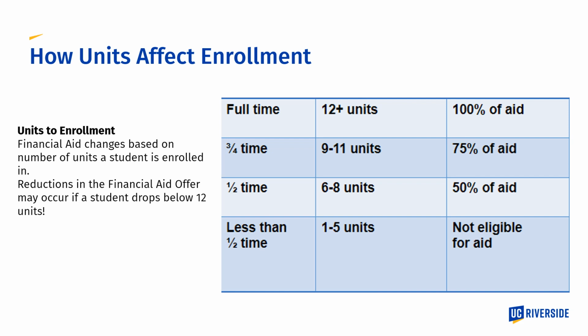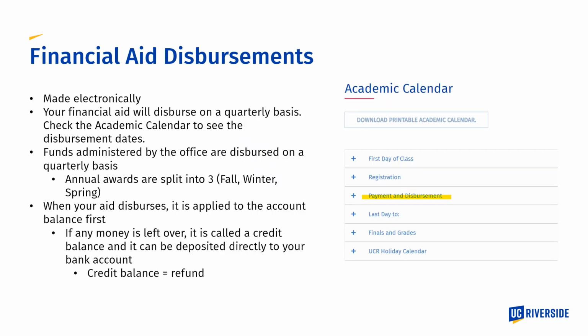If you are enrolled in 12 units or more, then you will receive 100% of your financial aid. If you are enrolled in 9 to 11 units, then you will receive 75% of your aid. If you are enrolled in 6 to 8 units, then you will receive 50% of your aid. Anything below that will then result in you not being eligible for aid. Enrollment is also related to census, which is a process that will be explained in a little bit. There are two types of disbursements that you will need to understand.